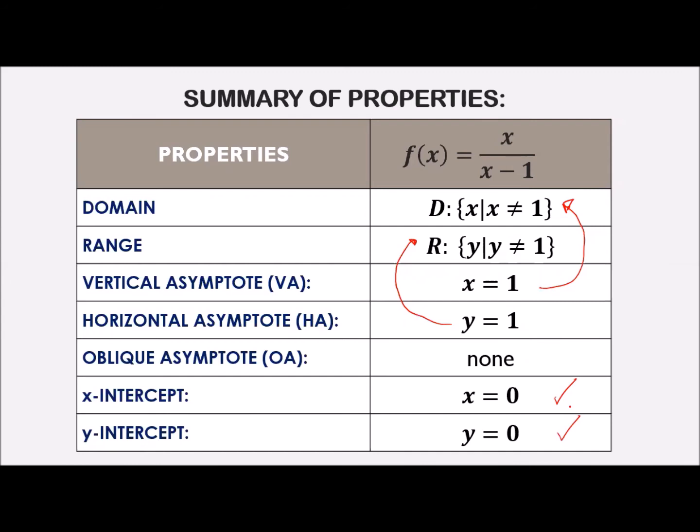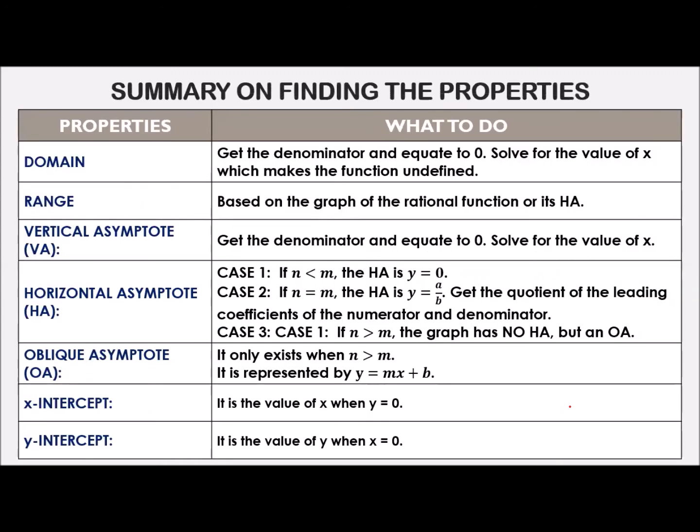Okay, I hope that's clear. Now, this is the summary on finding the properties. You can take a screenshot of it. So, pagka-domain, we need to get the denominator and equate it to 0, solve for x. Then, the range, based on the graph, ka-pair up din naman niya doon sa may horizontal asymptote.